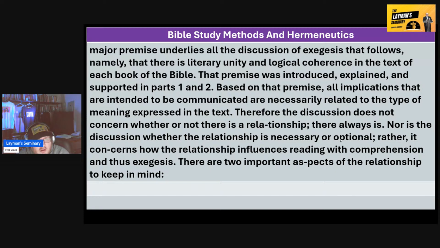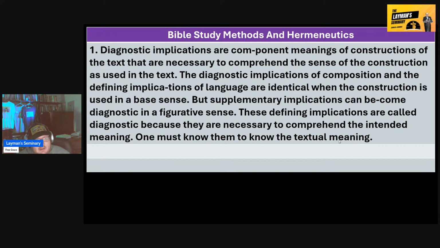Based on that premise, all implications that are intended to be communicated are necessarily related to the type of meaning expressed in the text. Therefore, the discussion does not concern whether or not there's a relationship. There always is. Nor is the discussion whether a relationship is necessary or optional. Rather, it concerns how the relationship influences reading with comprehension and thus exegesis. There are two important aspects of the relationship to keep in mind. One, diagnostic implications are component meanings of constructions of the text that are necessary to comprehend the sense of the construction as used in the text.